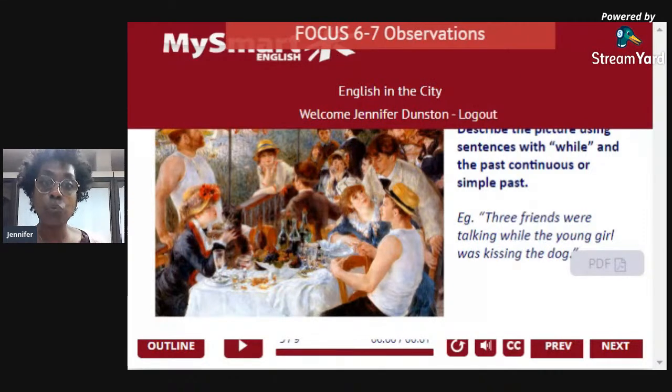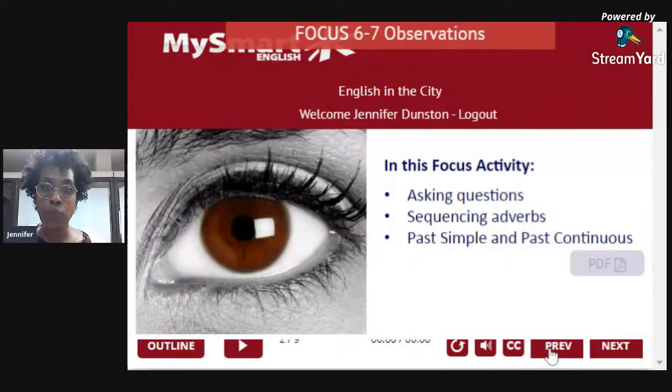So this afternoon we talked about observations. We practiced using the past simple and past continuous, which we know that we can use in the same sentences, especially when we're telling stories. And by using these different past tenses, we can also use sequencing adverbs to give an order of events in our stories.